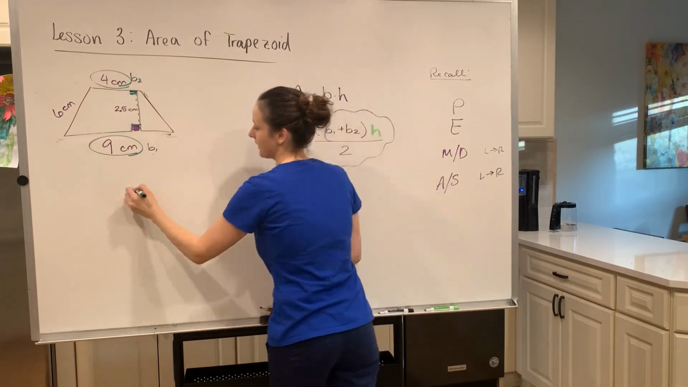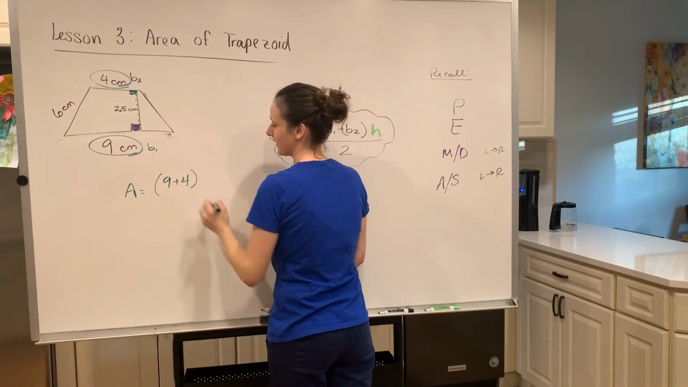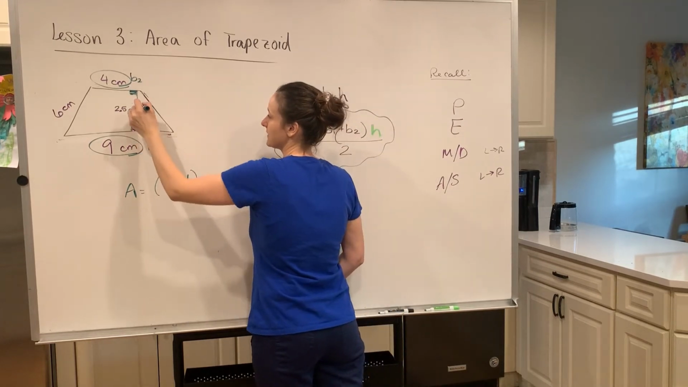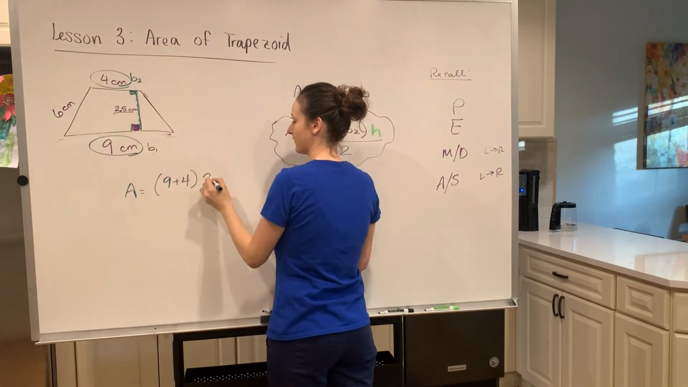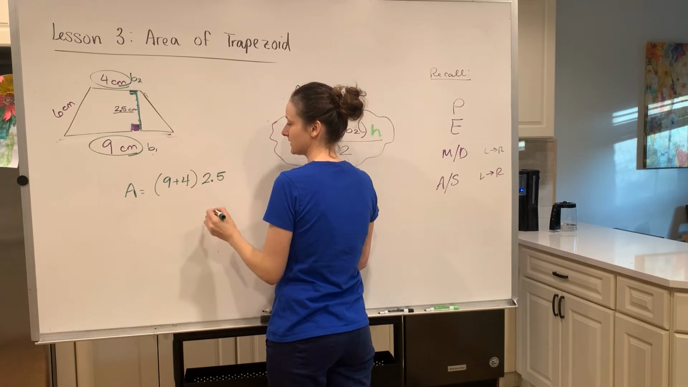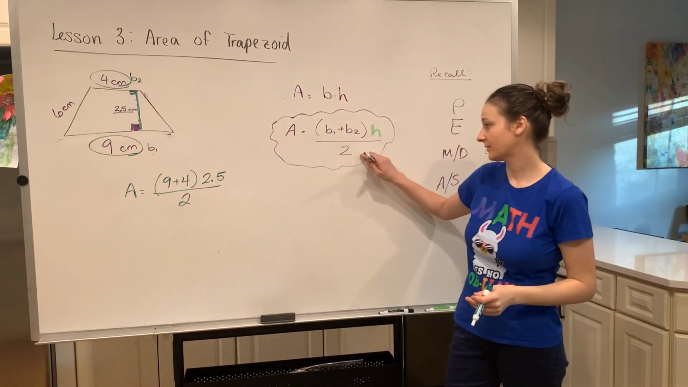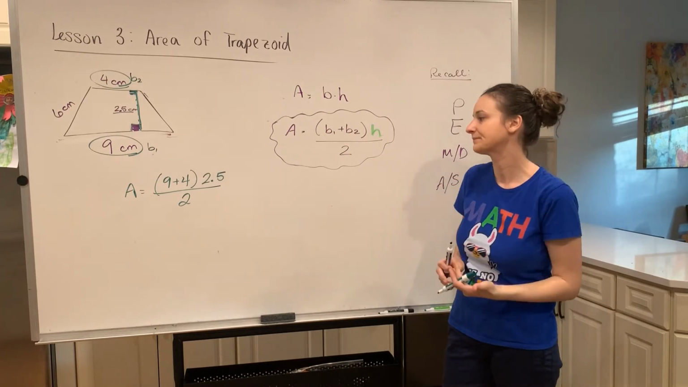So the area is going to be equal to the sum of the bases, 9 plus 4, multiplied by the height. And the height is going to be the distance in between the bases. And the distance here is 2.5, multiplied by 2 and 5/10, all divided by 2. And you're always going to divide by 2 because that's what's in our formula. Remember, we don't want 2 trapezoids, we just want 1.